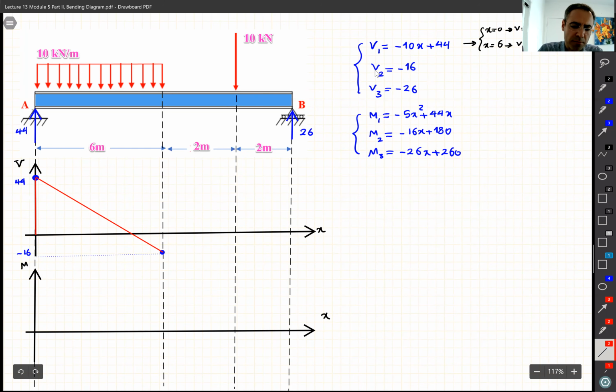So the second one, V2, region 2, is just a constant number. It is minus 16, which again confirms that we haven't done anything wrong, because there is nothing going on and we stay there at minus 16. And then V3 is minus 26, right? Minus 26, maybe it's somewhere around here.